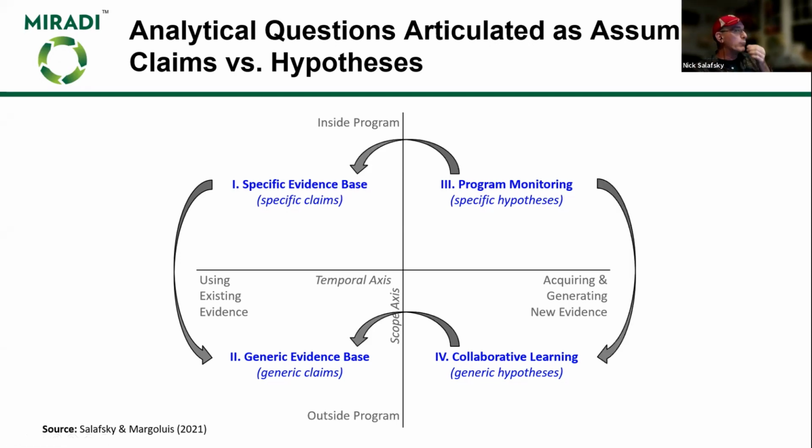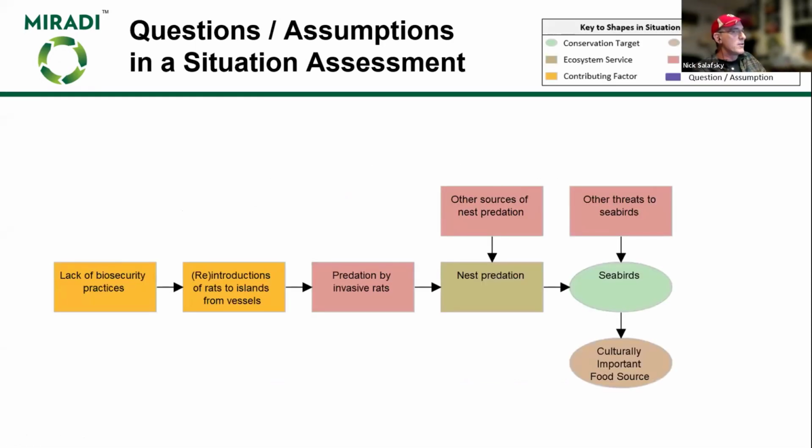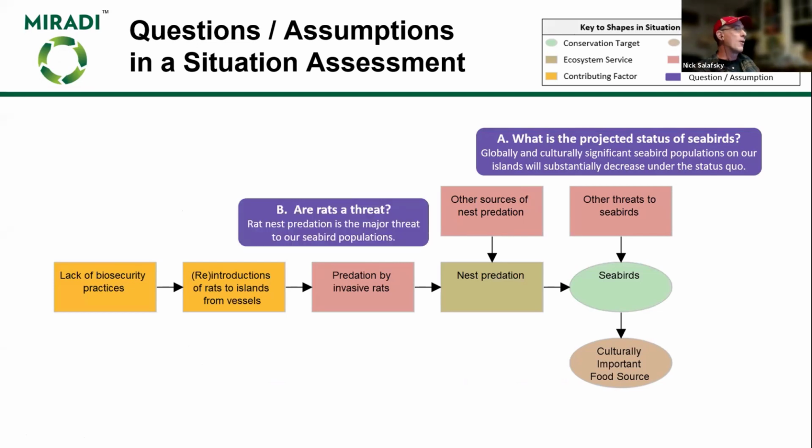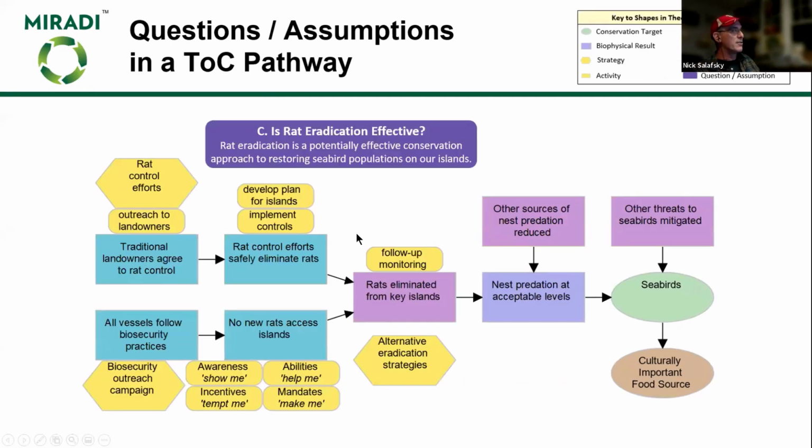And so either way, what you have to do in your situation analysis is specify those questions and assumptions that you're making. So in this case, it could be about the status of our seabirds in our situation analysis, or could there be an assumption about what is the major threat? And so you're stating that assumption as a testable claim or hypothesis, and you can also do the same in a theory of change. So is eradication effective? We're allowing people in Miradi to create this new object of these questions and assumptions.